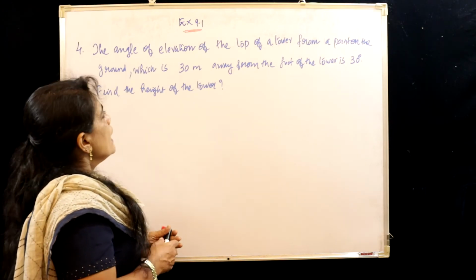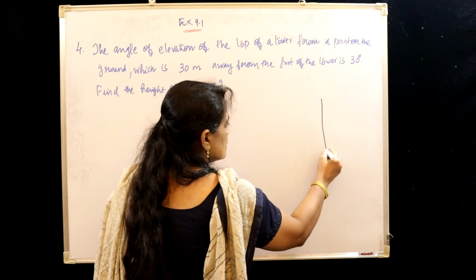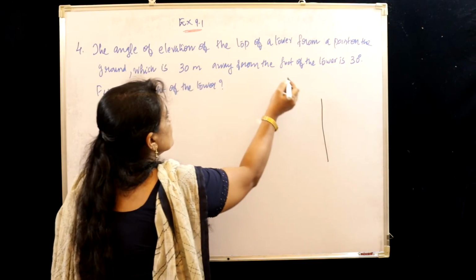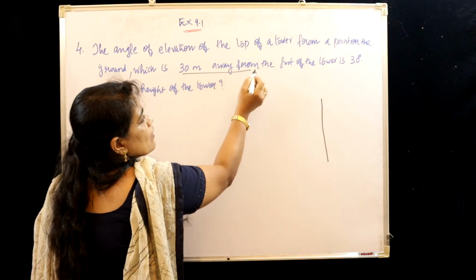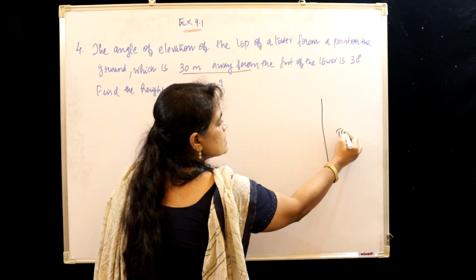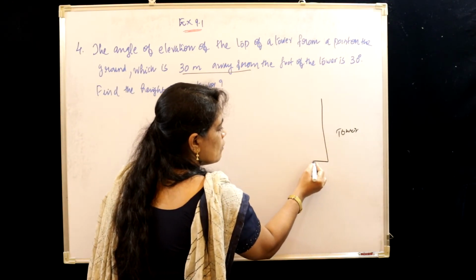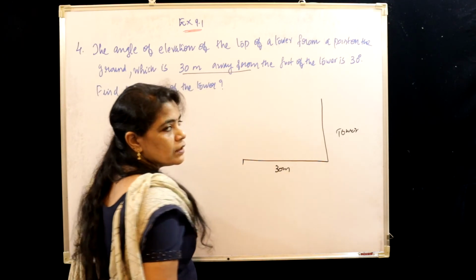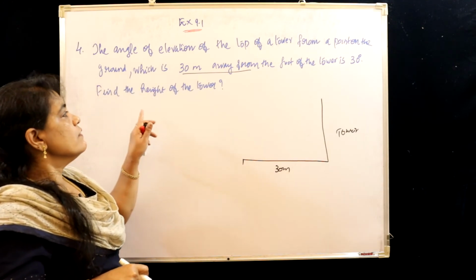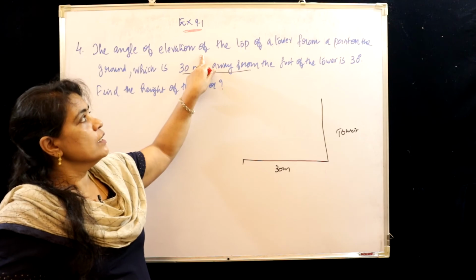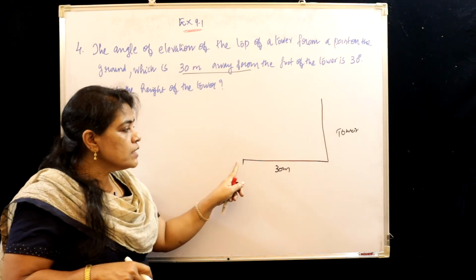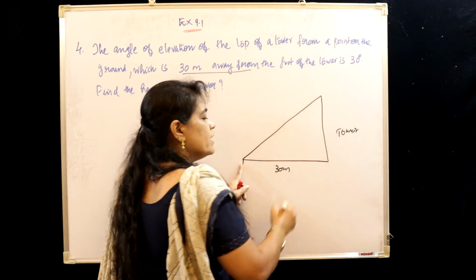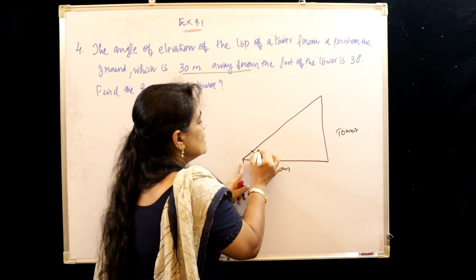So here we have a tower, and a point from the foot of the tower. What is the distance? 30 meters away from the foot of the tower. So this is the tower, this is on the ground, and from this point, which is 30 meters away from the foot of the tower, the angle of elevation is given, children. So the angle of elevation of the top of the tower, from this point to the top of the tower, I already explained, and that is given as 30 degrees.